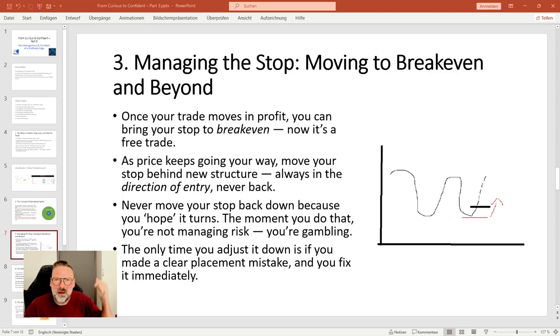Again, never move stop loss further down, yeah? Unless you really made a clear mistake, a placement mistake, and you're correcting that, okay? But apart from that, don't do it. Yeah, that's a bad habit. Don't get used to that.